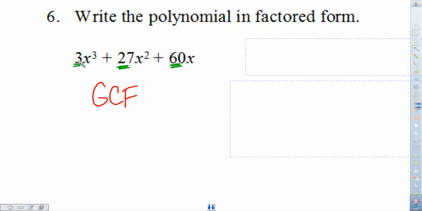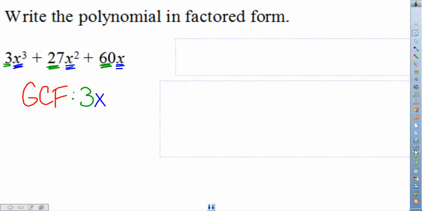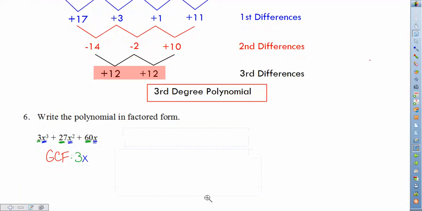Start with the low number, 3. Will 3 go into 27? Yes, it will. Will 3, if I were to count by 3s, would I hit 60? Yes, I would. So my greatest common factor, a part of it's a 3. Then, let's look at those x's. X to the third, that's x times x times x. That is x times x, and that is an x. So do I have a common factor of an x? I sure do. So my GCF is 3x. So with that GCF of 3x, that now allows me to factor out that 3x from each one of those three terms.